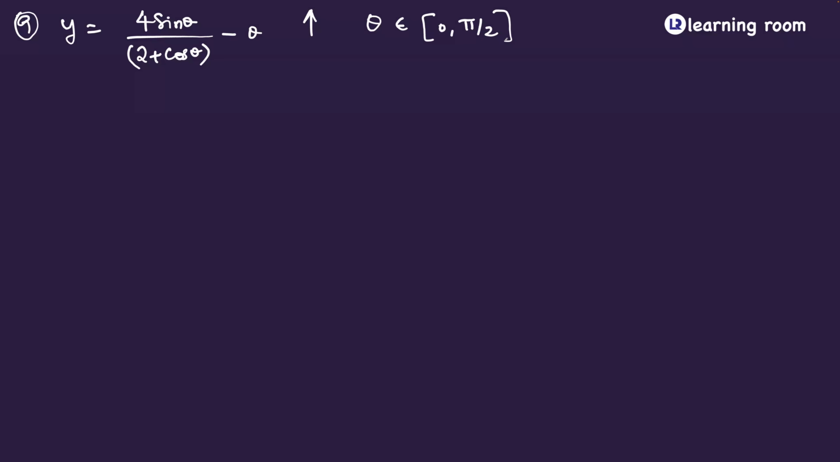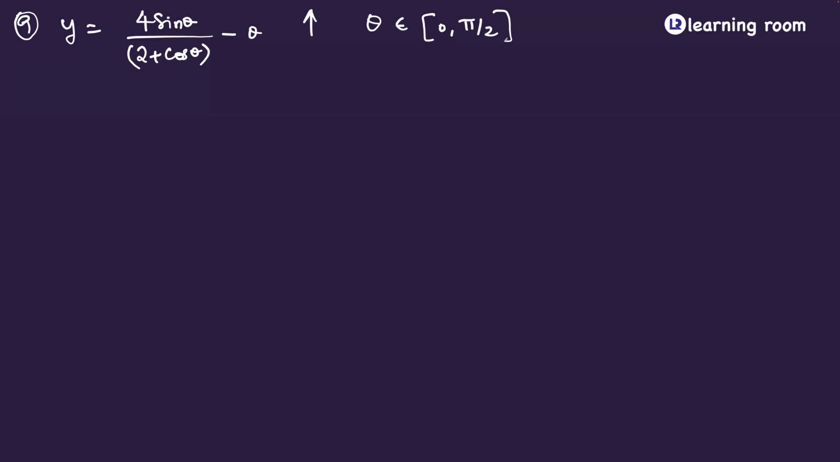See, y is equal to 4 sin theta divided by 2 plus cos theta, minus theta. Prove that this function is an increasing function when theta belongs to 0 to pi by 2. The domain of this function is the real numbers; that part I'll tell you later. From the real numbers, they're saying you prove that this function is increasing only in the first quadrant.